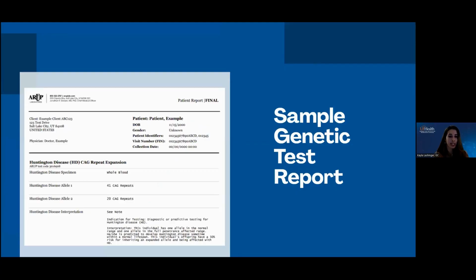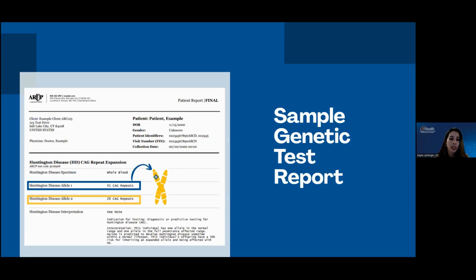You've probably seen something similar in a test report, whether I was the one who discussed that with you, another genetic counselor, or a different doctor. Essentially, here you see the two repeats that they report. On allele 1, there are 41 CAG repeats. Allele just means copy, so we have two copies of the Huntington's gene. One copy has 41 repeats, which is above that 40 threshold to cause Huntington's. The other allele, or second copy, has 20 repeats, which is in that typical range. So the first corresponds to the Huntington's change, and the second copy is the typical one.